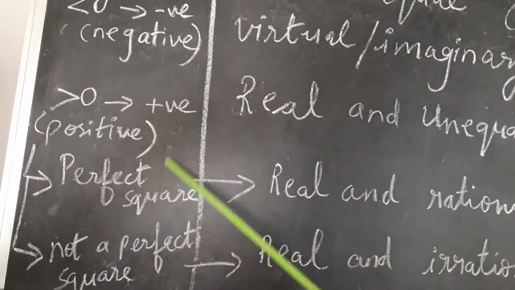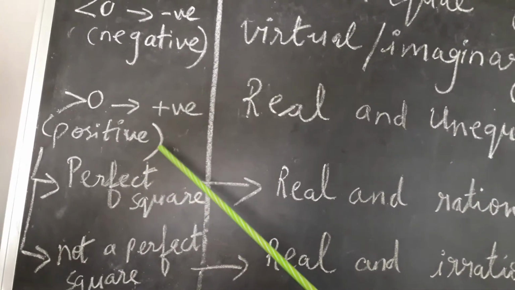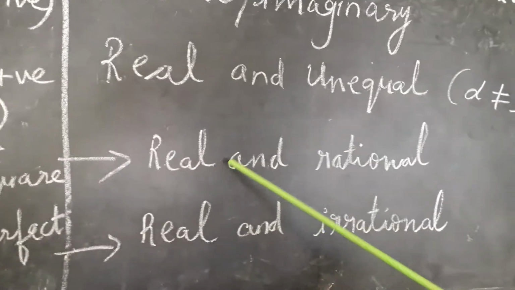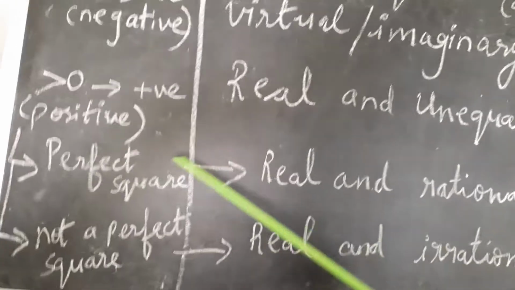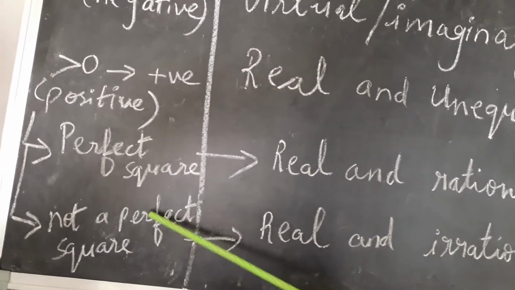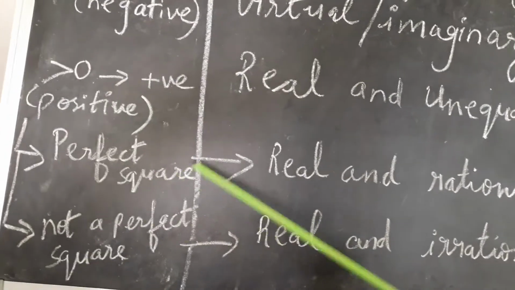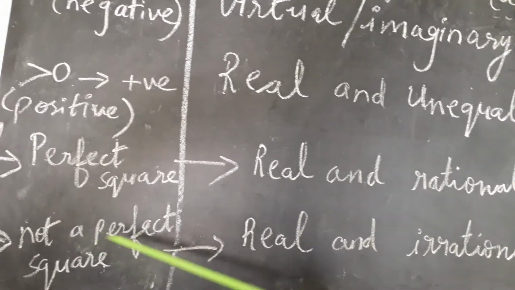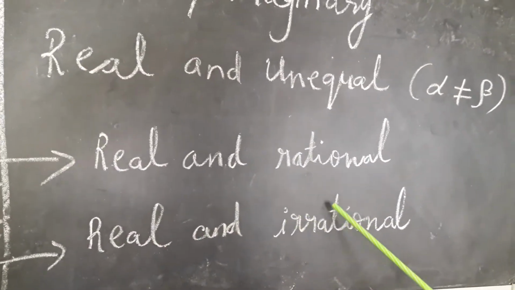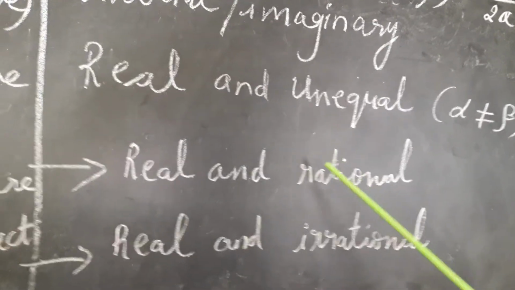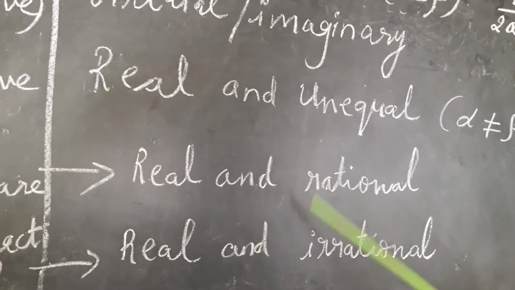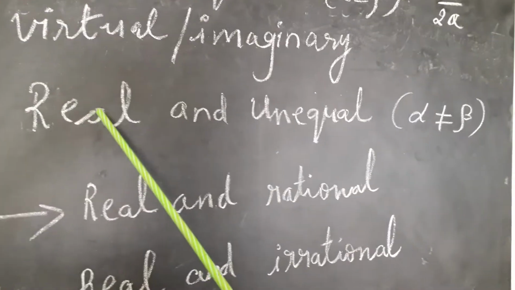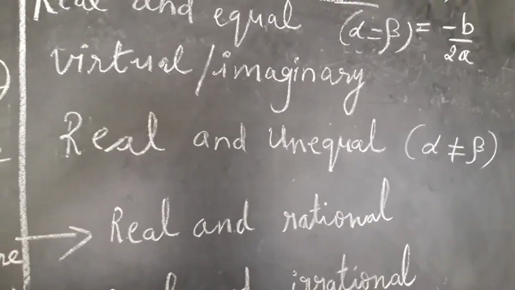1, 4, 9, 16, 25, 36. Two 2s are 4, three 3s are 9 and so on. So all these are perfect squares. If D happens to be a perfect square, the roots are real and rational. And if D is not a perfect square, as in it is not 1, 4, 9 and so on, if it's something like 3 or 5 or some decimal or any other number, the roots are real and irrational. Don't worry if you're not familiar with the difference between rational and irrational. We can see that later. But now you can understand that if D is greater than 0, the roots alpha and beta are real and unequal.